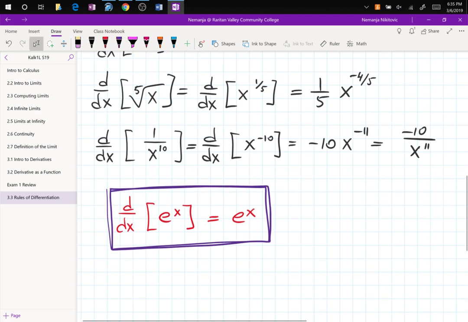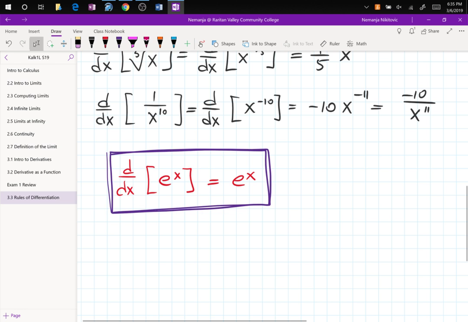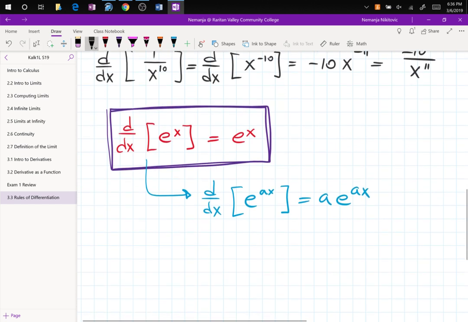Now, most of the time, you are going to run into e to the 2x, e to the 5x, some of those. We are going to learn later in this chapter, I think it's 3.7, how to deal with that. So now we have a formula which you can avoid once you get there. And that formula is an offshoot of this. The derivative of e to the ax, this a being a number, is going to be a e to the ax.